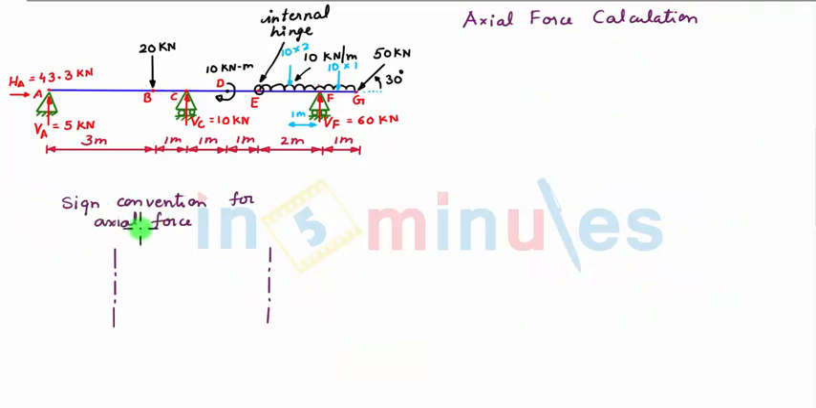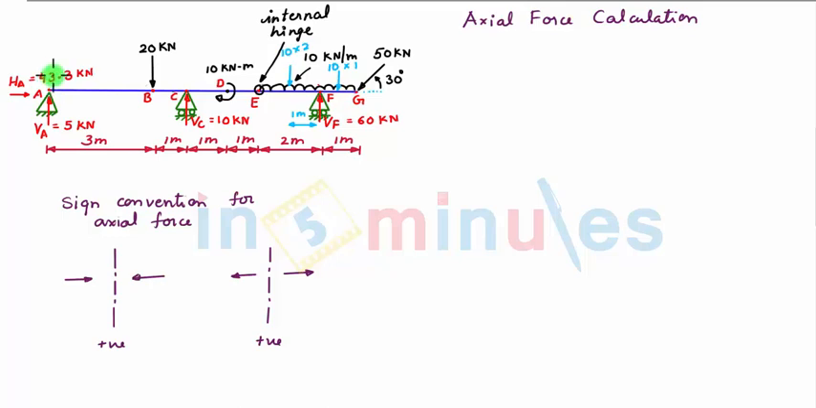Our sign convention for axial force is rightward force on the left hand side of section and leftward force on the right hand side of section is taken as positive, whereas leftward force on the left hand side of section and rightward force on the right hand side of section is taken as negative. So we can start with point A as origin and we move towards the other extreme end, point G.